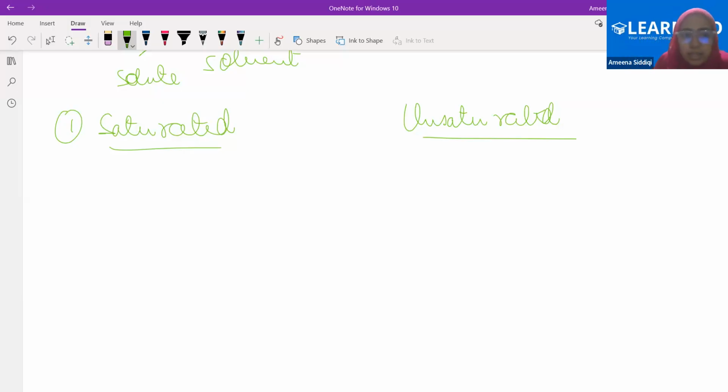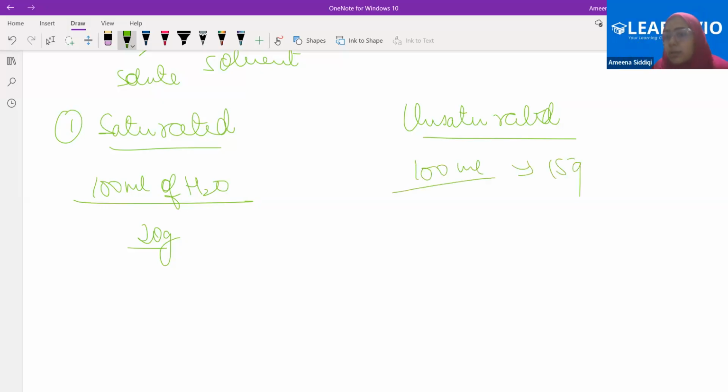Let's say there is 100 ml of water. Please try to understand this. It can have a maximum of, let's say, 20 grams of salt. If this much amount of salt is present in this much amount of water, that means it is saturated. Whereas if in 100 ml of water there's just 15 grams of salt, it can have some more salt which will get dissolved in it. That type of solution is called unsaturated.